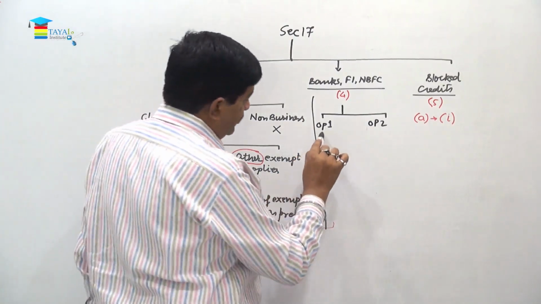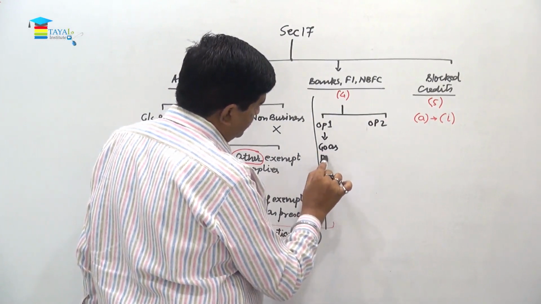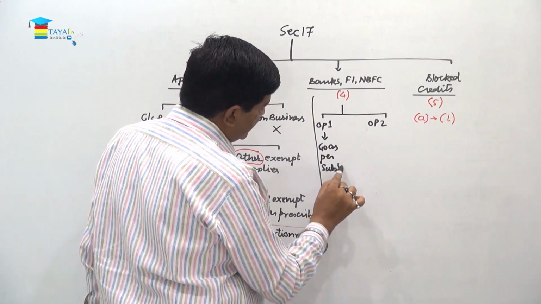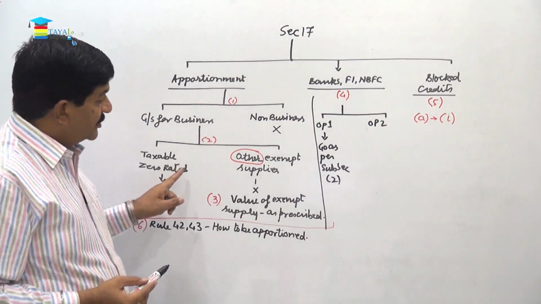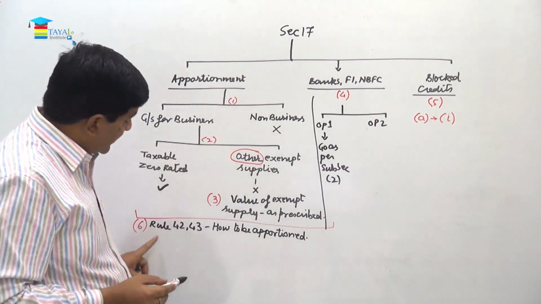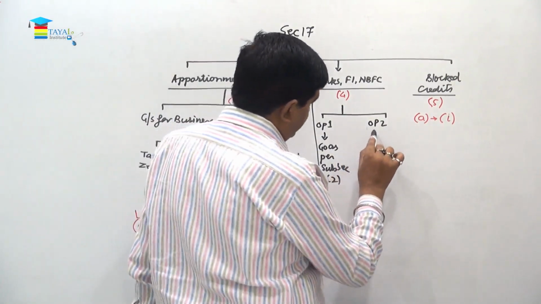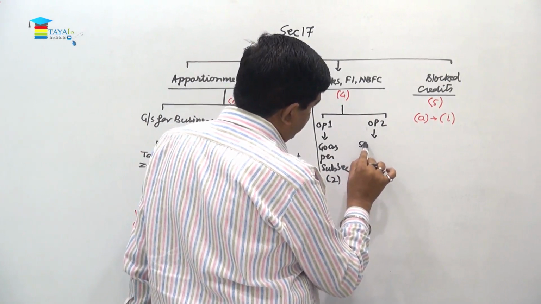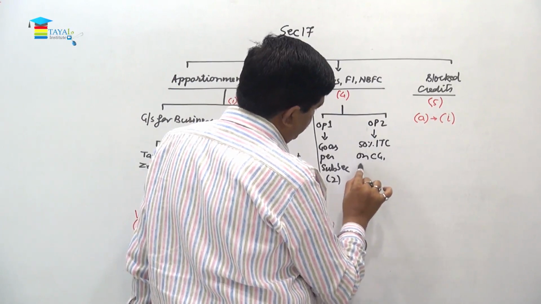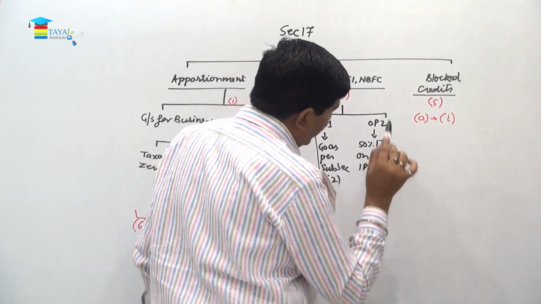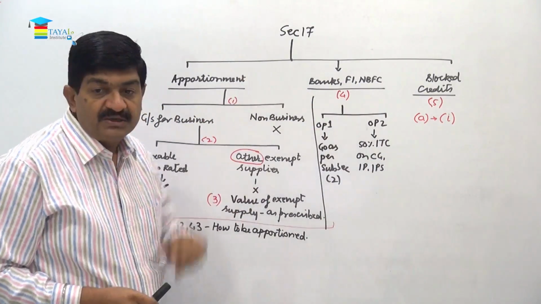Option 1 says you can adopt subsection 2. Subsection 2 is already mentioned here, right? If you want to go as per subsection 2, good enough, then the apportionment has to be done as per rule number 42, 43. Otherwise, 50% credit on capital goods, input and input services. Choice is yours, whether you want to go for this or you want to go for the second option.